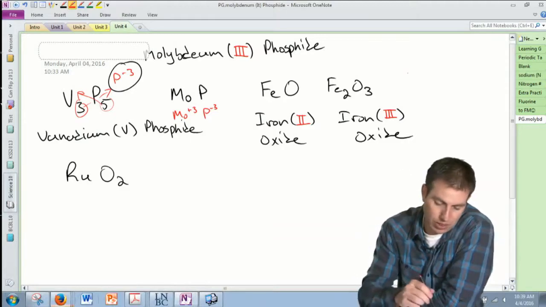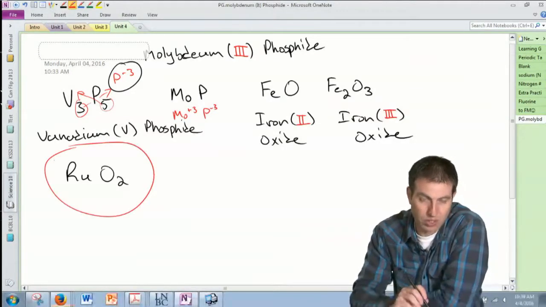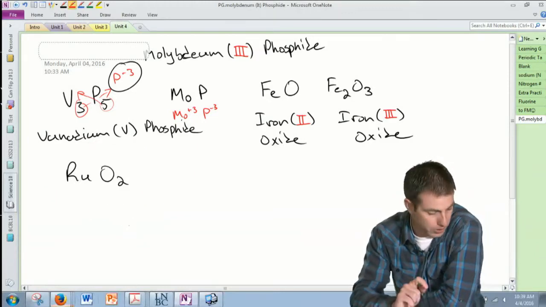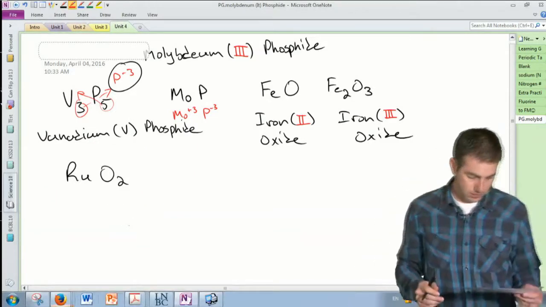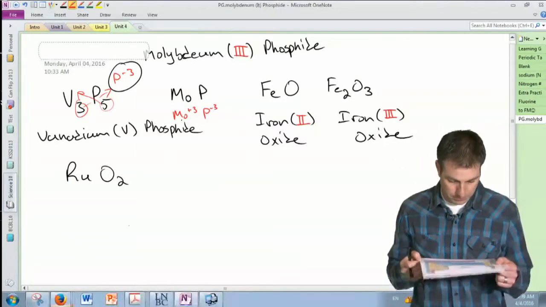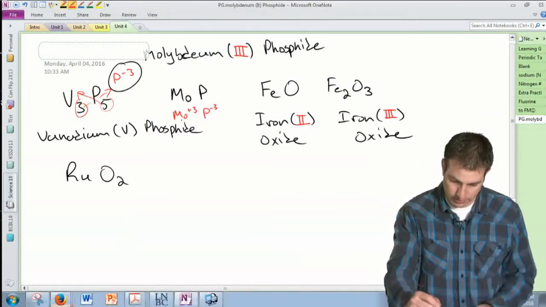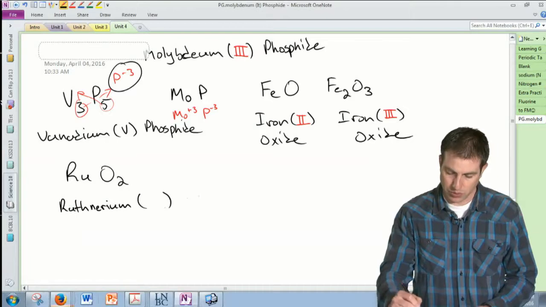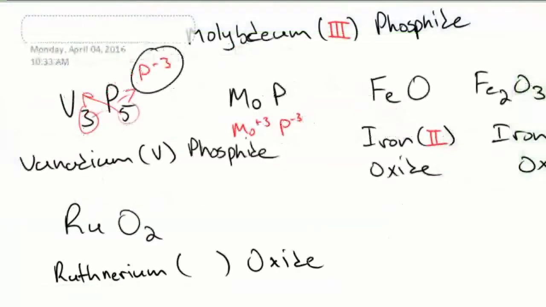How about this last one, RuO2? It's kind of a tricky one. Intentionally tricky. What do we think there? What is Ru? I think that's ruthenium. It is indeed. The ruthenium is going to have some sort of charge, and then we have oxide. We have a vote for ruthenium 2.